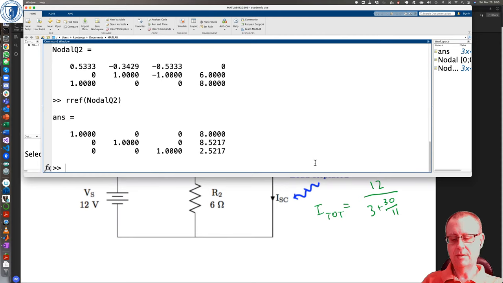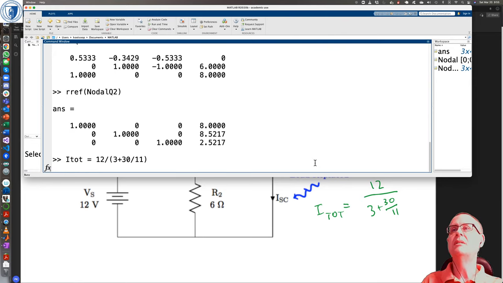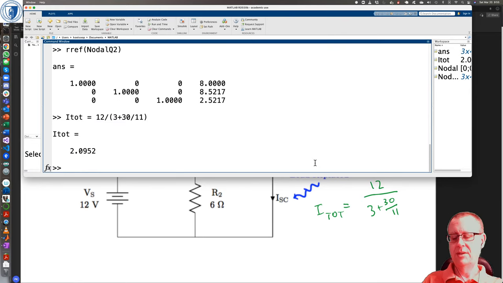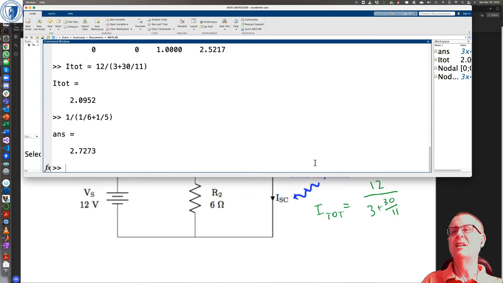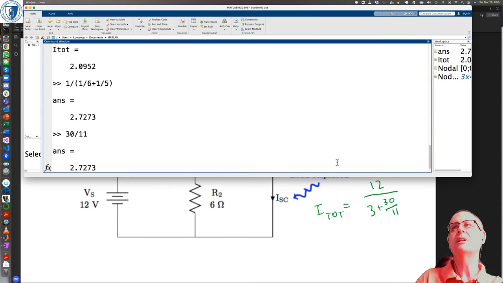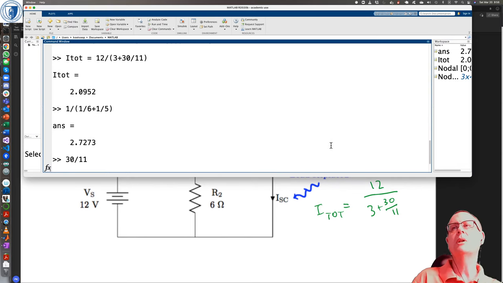Right, so ITOT equals 12 divided by 3 plus 30 on 11. Right, and just checking that my 30 on 11 was right. So total current is 2.095 amps.